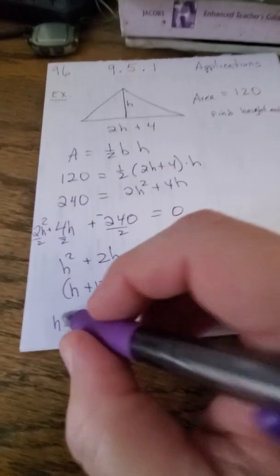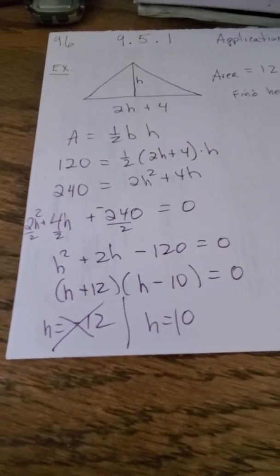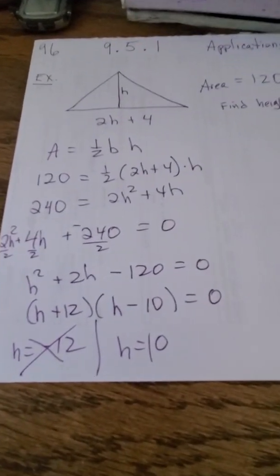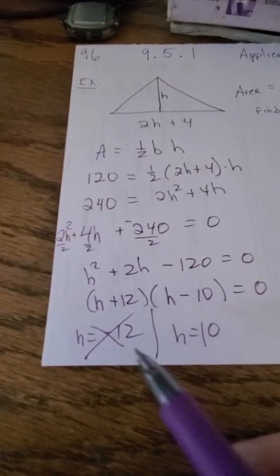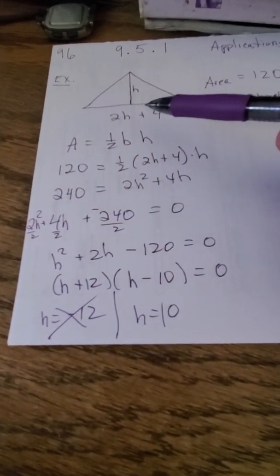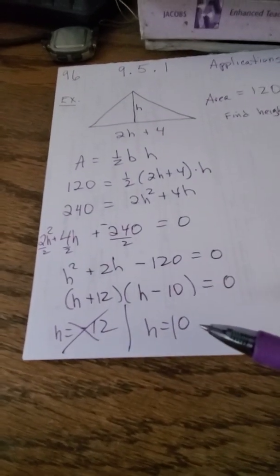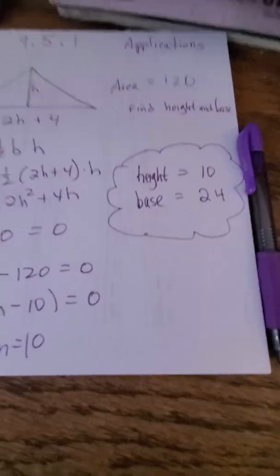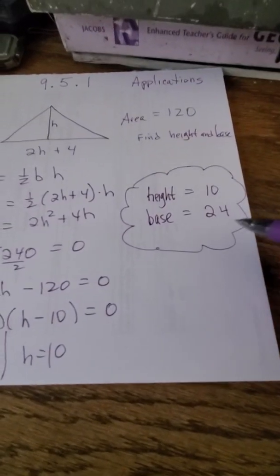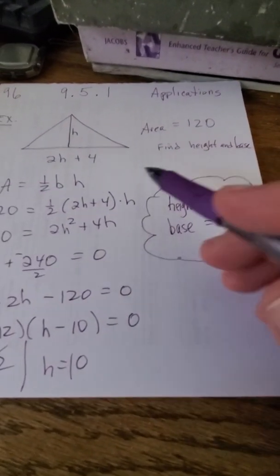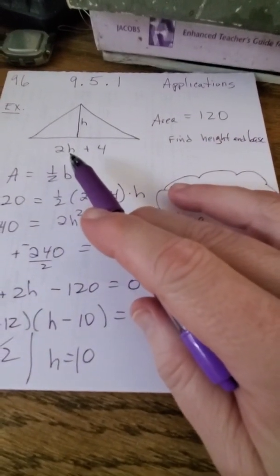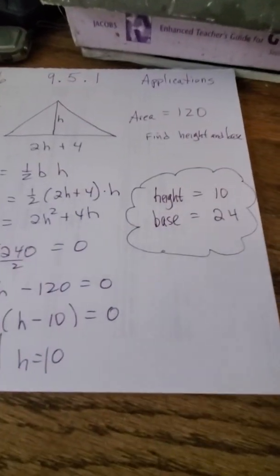I'm going to reject h equals negative 12 because, if this was a pure algebraic equation, negative 12 would be a good answer. But this is a physical problem. We have a physical triangle, so I can't have a negative value for h. Anyway, if h is equal to 10, that means the height equals 10 and the base equals 24. How did I get 24? I plugged 10 into 2h plus 4, and I got 24.